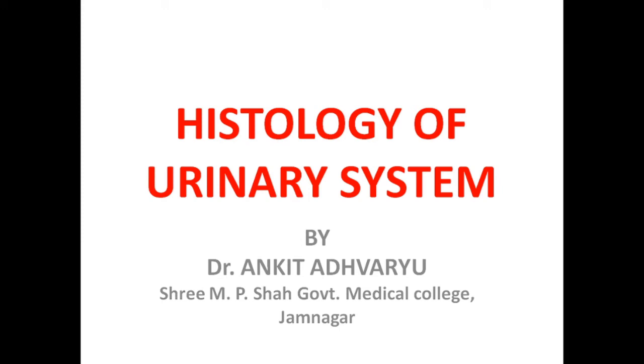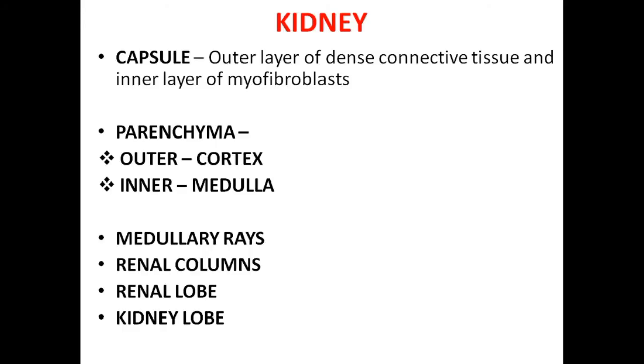Hello students, in today's session we are going to learn about the theoretical and the practical aspect of histology of urinary system. In urinary system we have got three major organs to be studied for the microscopic view, that is the kidney, ureter and urinary bladder. First, beginning with the kidney.